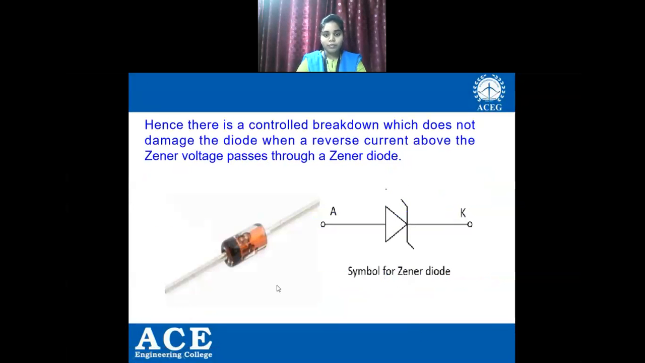Now here we can see the practical Zener diode on left hand side and the symbol of Zener diode on right hand side, and it has the anode and cathode. What is anode? Positive. And what is cathode? Negative. Yes, this is the basic which we have seen. In case of Zener diode, we have a controlled breakdown voltage. Hence, there is a controlled breakdown which does not damage the diode when a reverse current above the Zener voltage passes through a Zener diode.